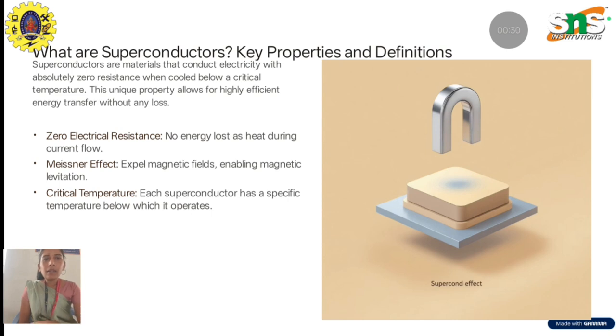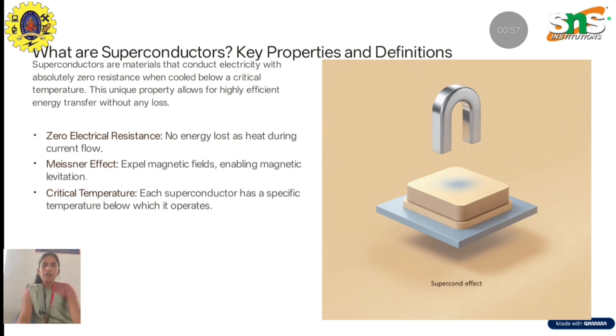Superconductors are materials that conduct electricity with absolutely zero resistance when cooled below a critical temperature. This unique property allows highly efficient energy transfer without any loss. Zero electrical resistance means no energy is lost as heat during current flow. And then the Meissner effect: they expel magnetic fields.